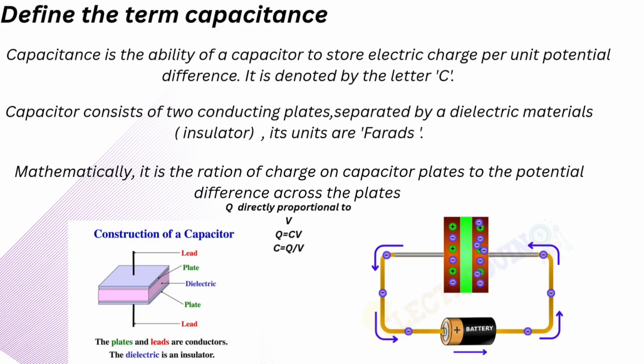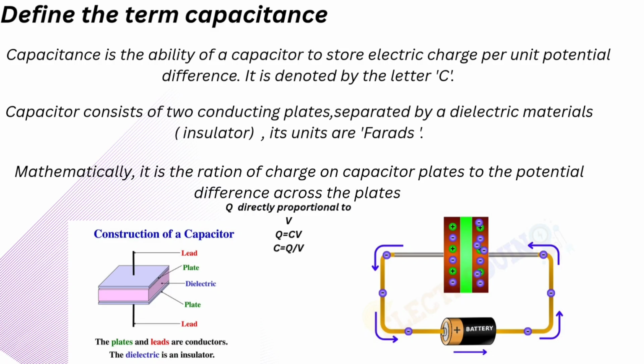This capacitor consists of two conducting plates. The two conducting plates are separated by a non-conducting region. That non-conducting region is called the dielectric. The dielectric material may be an insulator like mica or ceramic, filled in that non-conducting region. And capacitance is measured in farads. Mathematically, we can say it is the ratio of the charge on the capacitor plates to the potential difference across the plates.